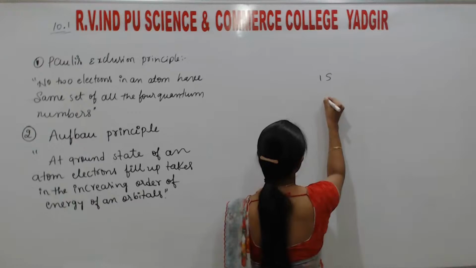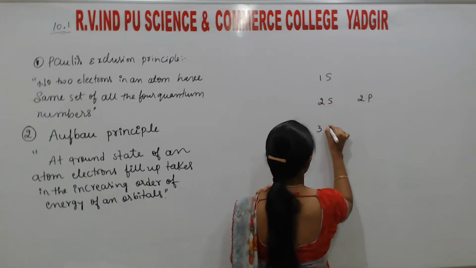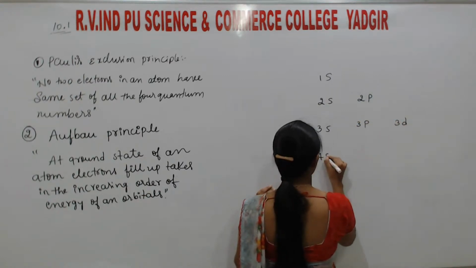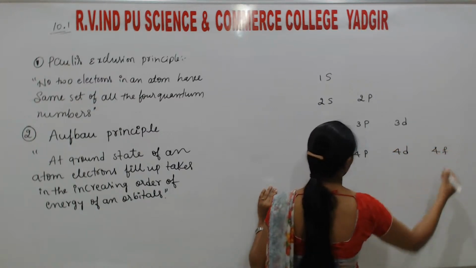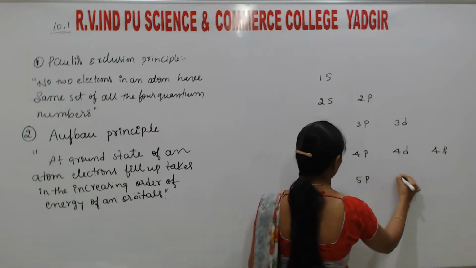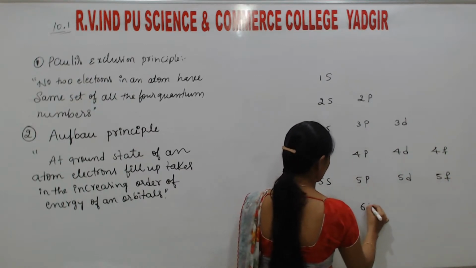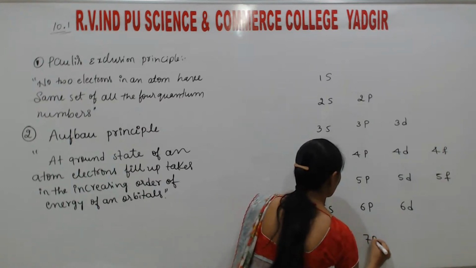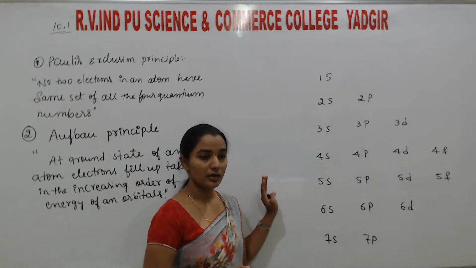This is 1s, this is 2s, 2p, 3s, 3p, 3d, 4s, 4p, 4d, 4f. Next, 5s, 5p, 5d, 5f. And 6s, 6p, 6d and 7s, 7p. So students, these are the orbitals present in the entire periodic table.